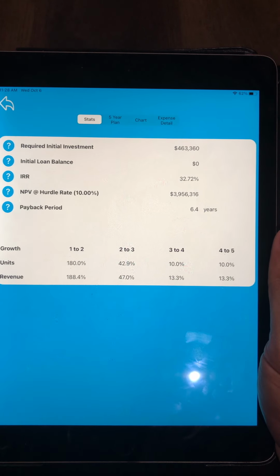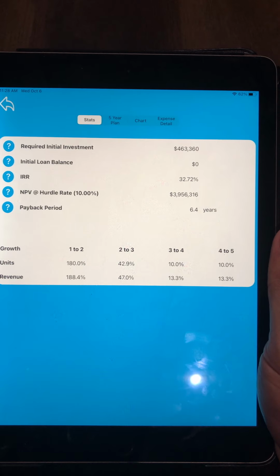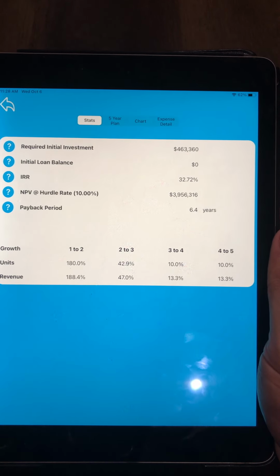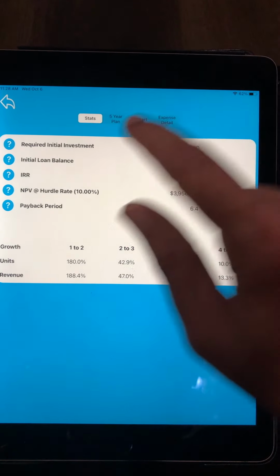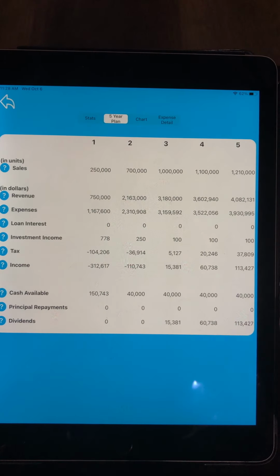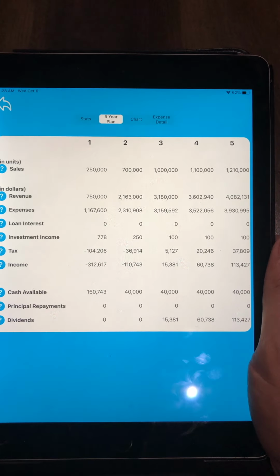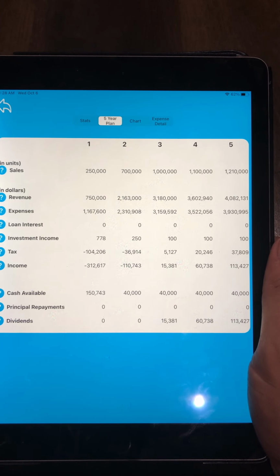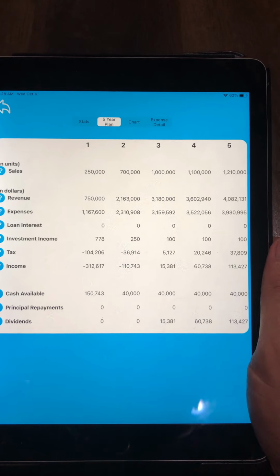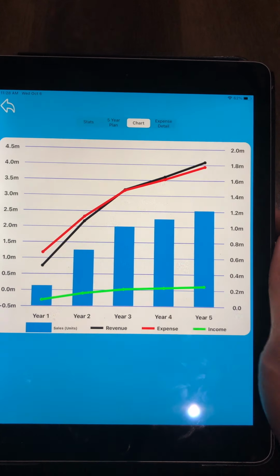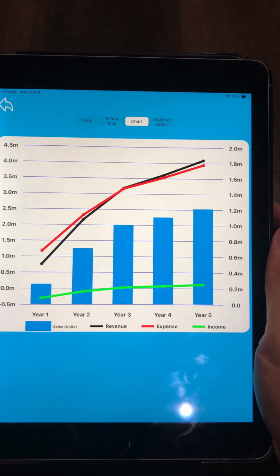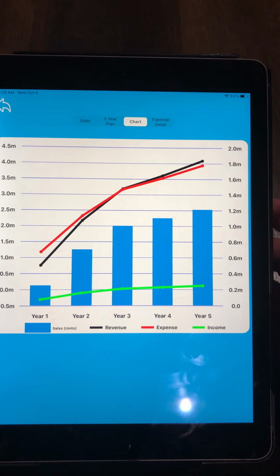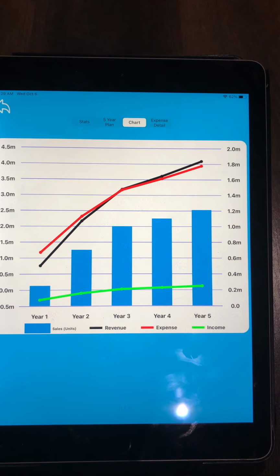You can see growth rates in both units and revenue, where I have significant growth in the first couple of years, and it slows down to the final assumptions by year 5. Now I can come over here and look at my 5-year plan, and this shows me my units going up, my revenue, all my expenses, and some other metrics down at the bottom. I have a nice chart here that I can use if I need to demonstrate what my business is going to do to anybody. A nice little graphic that shows revenue, expenses, income, and then units moved.